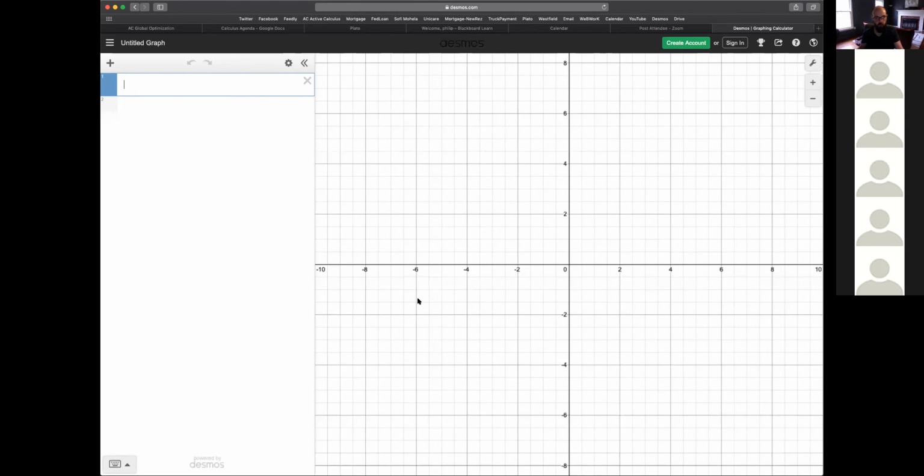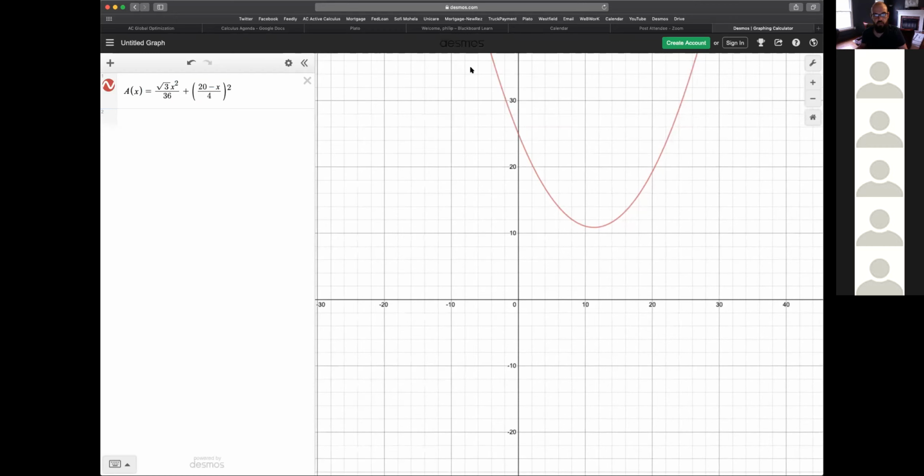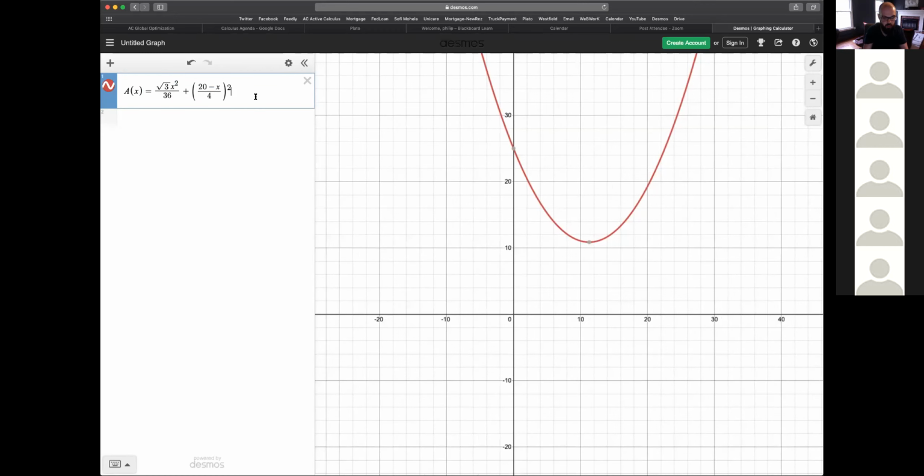And so what I have is this function, which I'm going to call A of x as I did before, and it's the square root of 3 times x squared, all over 36. And then we have this (20 minus x) all over 4, and this was squared, right? So we have this function that kind of looks like a quadratic, and then we want to restrict our attention to just a particular range, right?